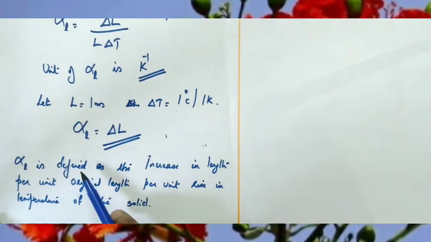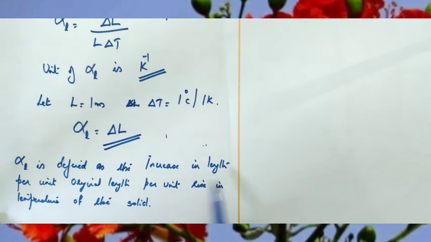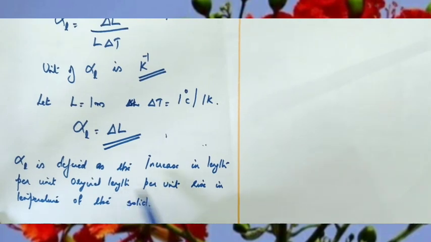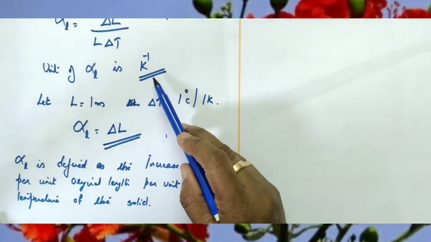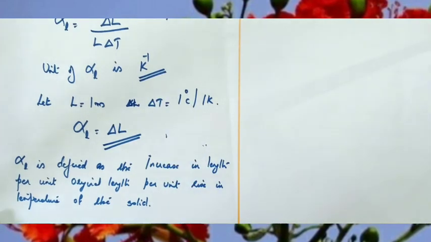Coefficient of linear expansion is defined as the increase in length per unit original length per unit rise in temperature of the solid, and its SI unit is Kelvin raised to -1. Okay children, so this is linear expansion.